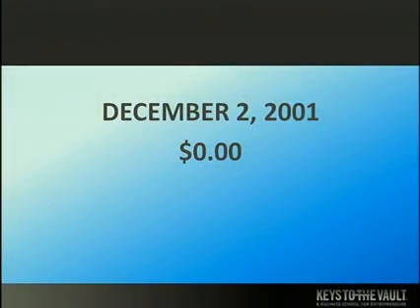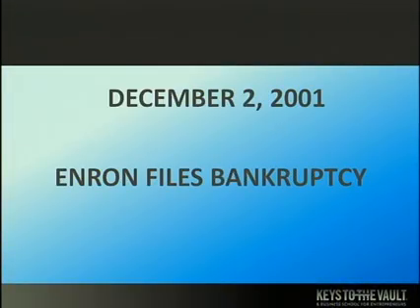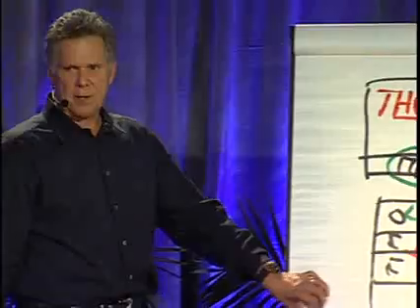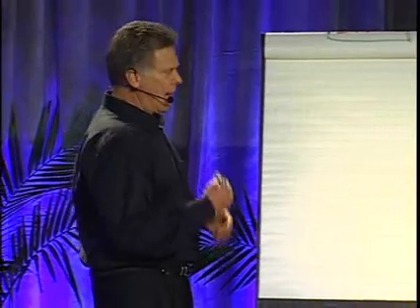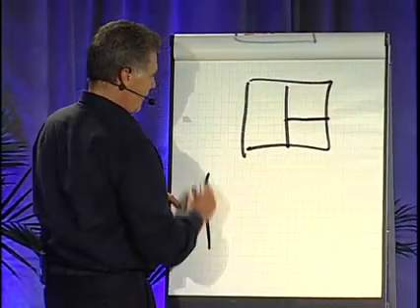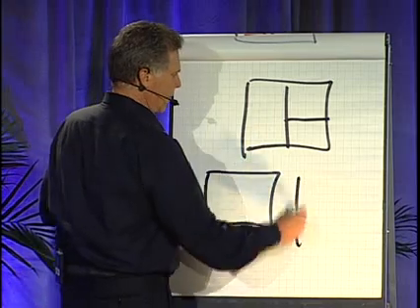December the 2nd, 2001, this stock went to zero. The name of this company is Enron. Enron files bankruptcy, right? So that's all anybody knows, except you and I now know the rest of the story. Do you realize that every quarter, every business, every single business that's a public company has to send out to everybody these three pieces of paper?